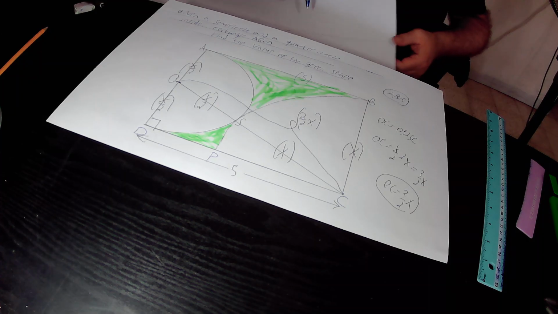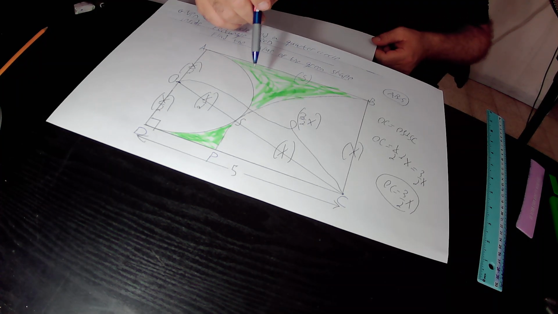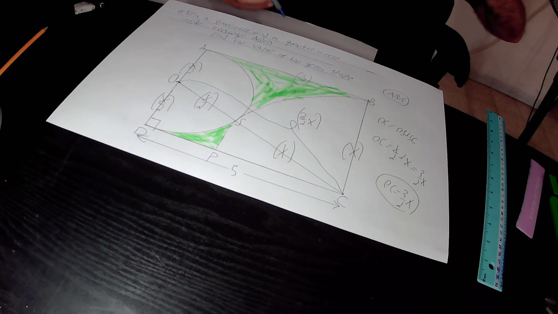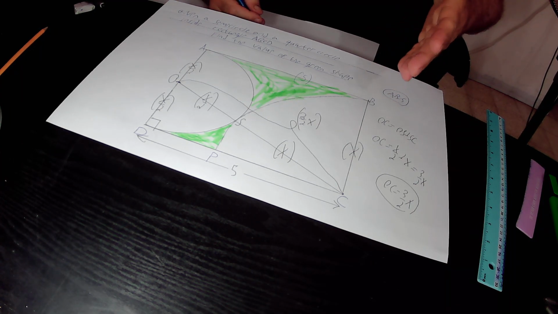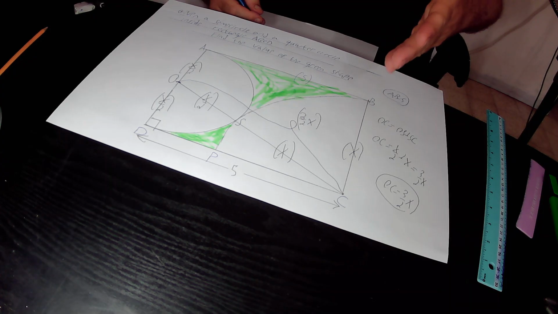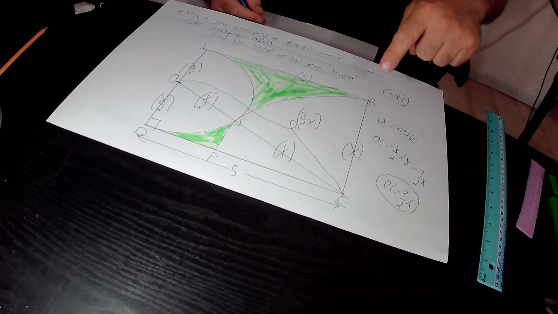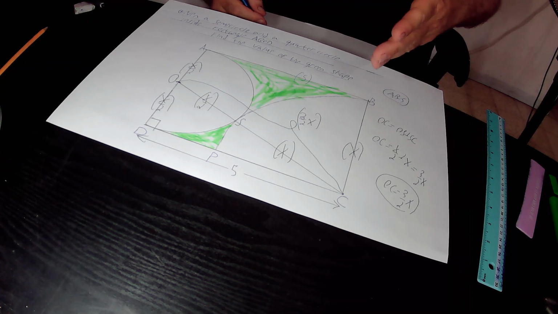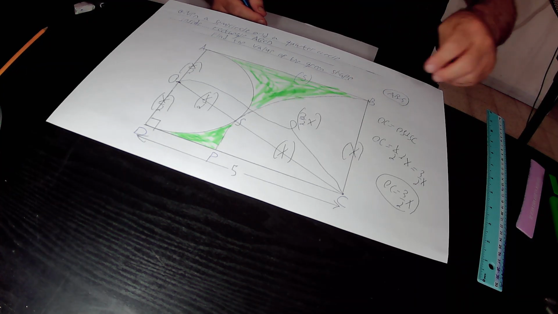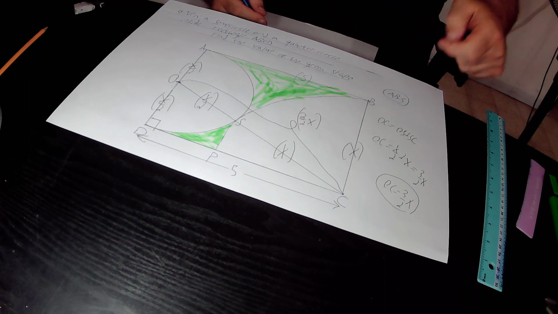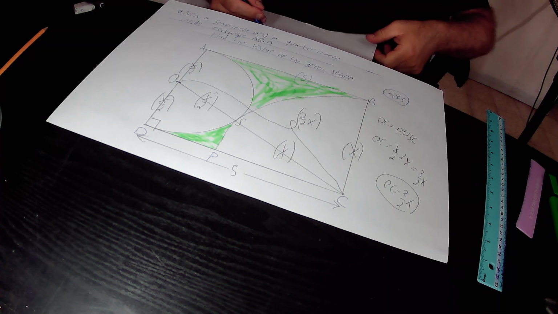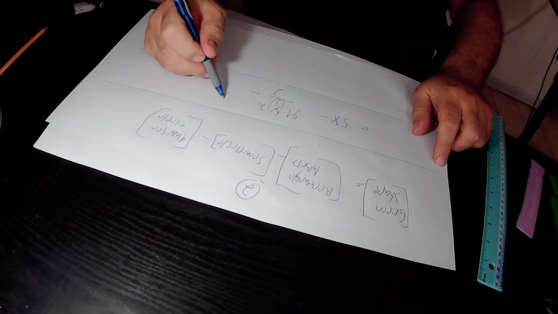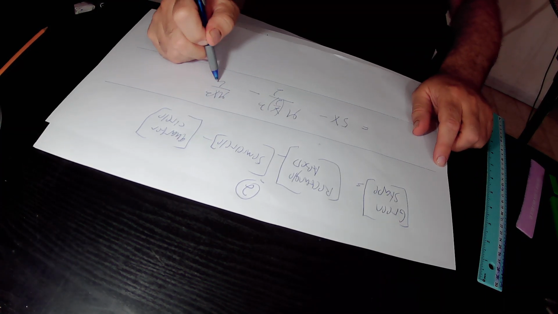What is the area of this quarter circle? The area of this quarter circle equals to the area of the circle over 4. And the radius of this circle, of the quarter circle, that is also the radius of the circle, is x. Therefore, the area of the circle is pi x squared. And therefore, the area of this quarter circle will be equal to pi x squared over 4. So in total, we shall find out the area of the quarter circle equals to pi x squared over 4.